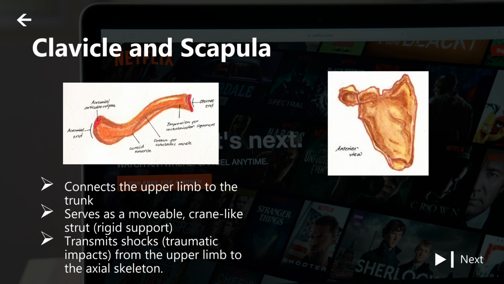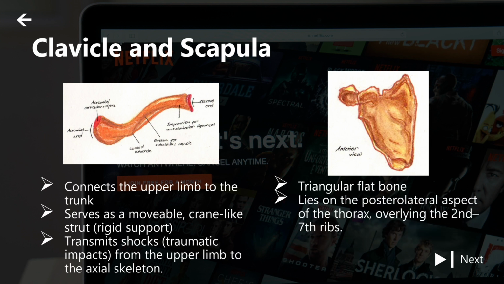The drawing right here displays the scapula, or as we can call the shoulder blade. It is a triangular flat bone that lies on the posterolateral aspect of the thorax, overlying the 2nd to 7th ribs. This structure allows an individual to perform movements such as protraction, retraction, elevation, depression, upward rotation, and downward rotation.